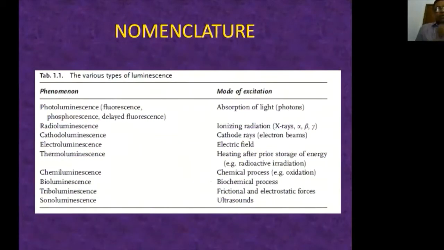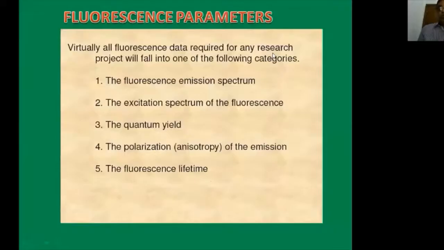And also look at the other luminescence phenomena in addition to photoluminescence, which we have discussed so far: radioluminescence, cathodoluminescence, electroluminescence, thermoluminescence, chemiluminescence, bioluminescence, triboluminescence, sonoluminescence, and so on. This is how you have different nomenclature. Our interest is to understand light absorption and luminescence, which is fluorescence and phosphorescence. So we will focus on photoluminescence. Let us not go into the other luminescent behavior, right?